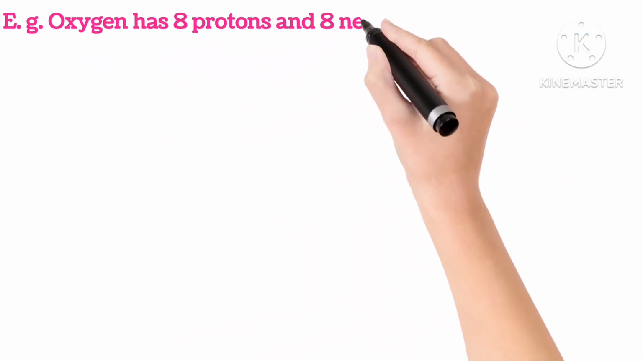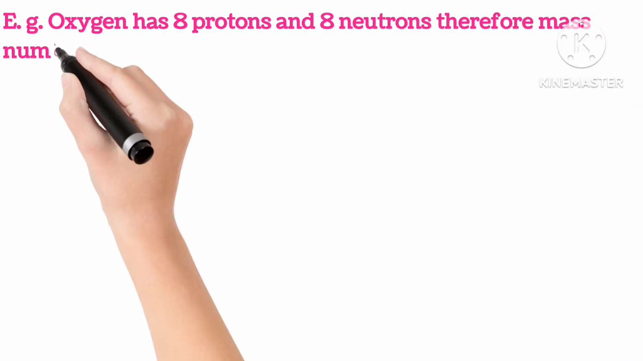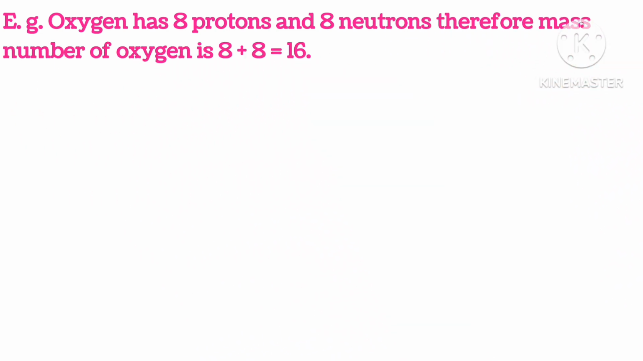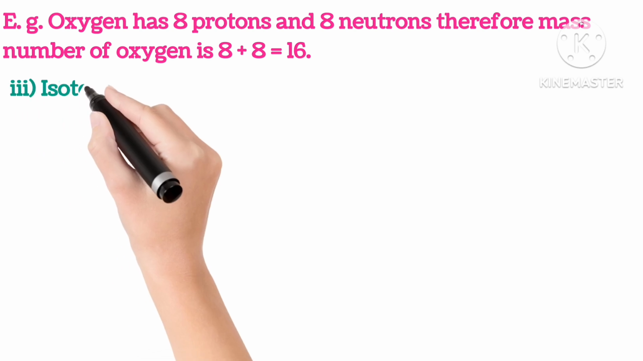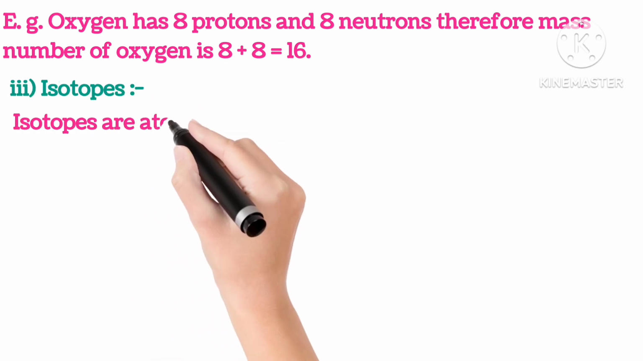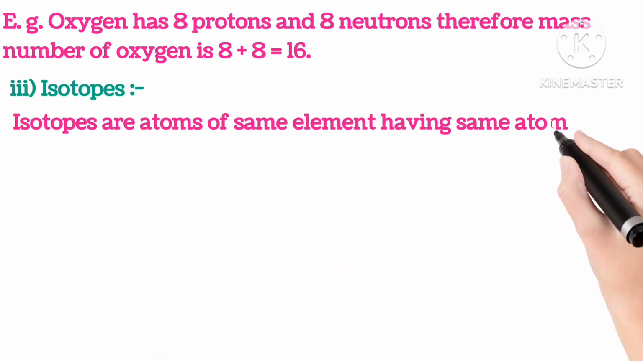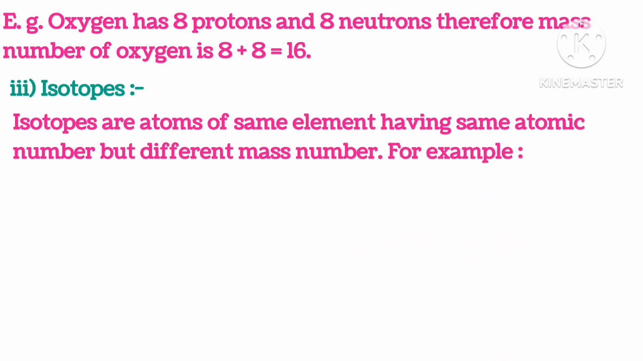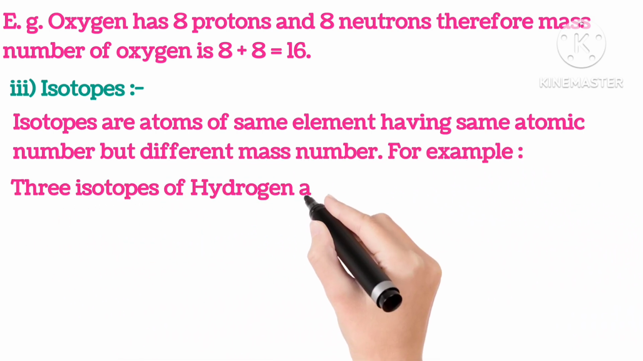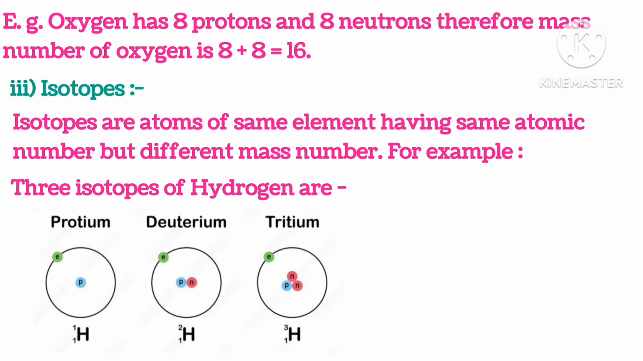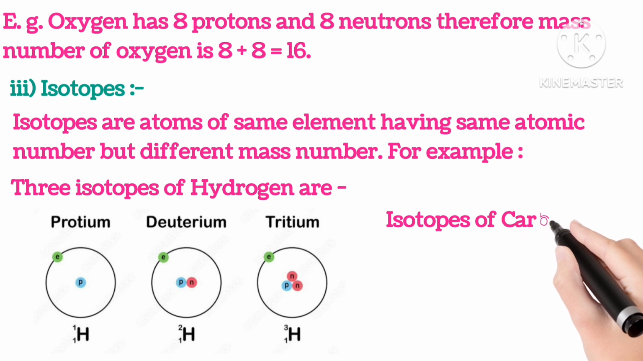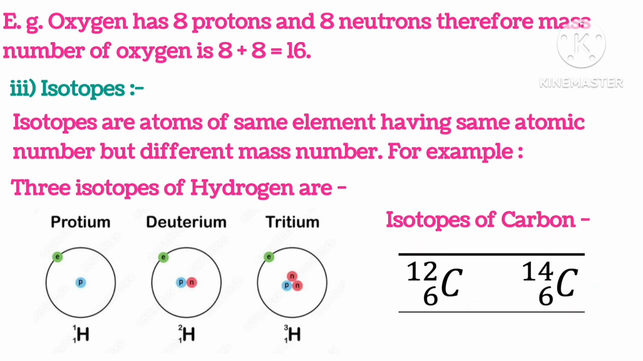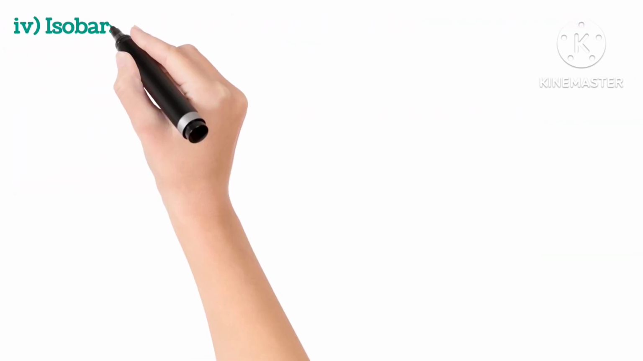Example, oxygen has 8 protons and 8 neutrons. Therefore, the mass number of oxygen will be 8 plus 8, that is 16. Isotopes. Isotopes are atoms of the same element having the same atomic number but different mass number. For example, the 3 isotopes of hydrogen are protium, deuterium and tritium. Similarly, isotopes of carbon are one with mass number 12 and the other with mass number 14.